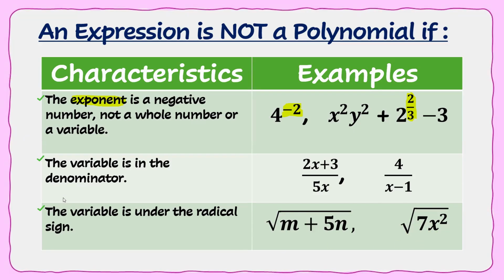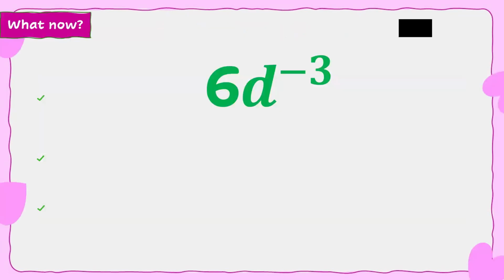Now, it's time for an activity. In the next slide, you are going to identify whether the given expression is a polynomial or not a polynomial. You can just say N for not polynomial and P for polynomial. And you also have to give a reason. Why do you think it is not a polynomial? 6D minus 3. Do you think it is a polynomial or not? Let's see.